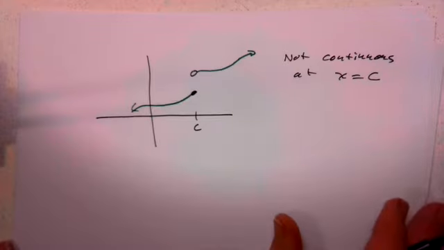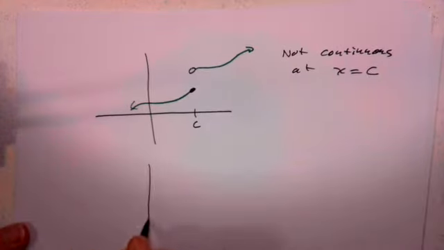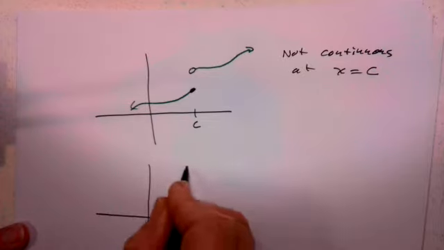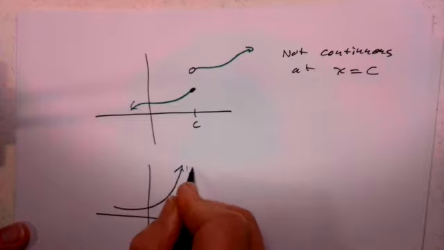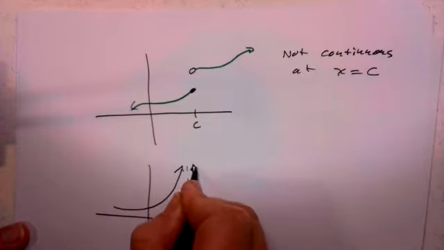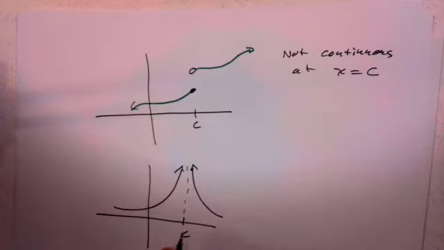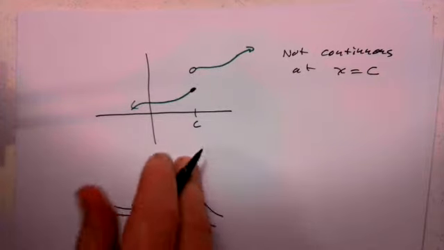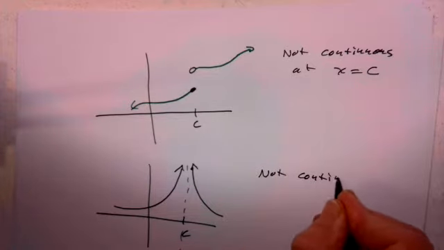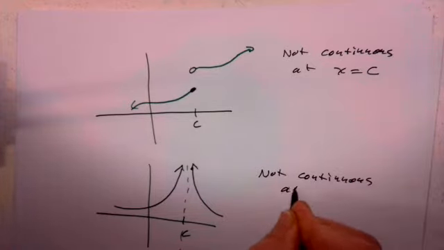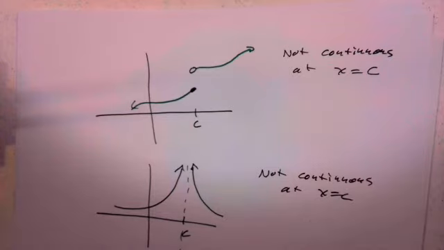And let's take a look at one more case. So as I approach C from the left, it's going to infinity. From the right, it's going to infinity. This is not continuous at x equals C. So we have various types of discontinuities that we can look at.